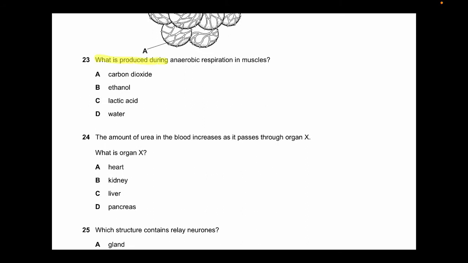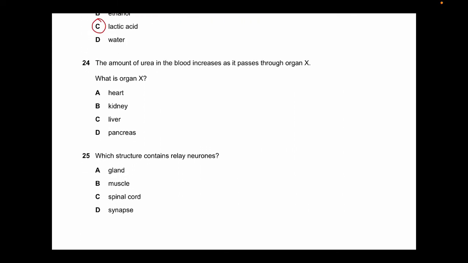What is produced during anaerobic respiration in muscle? Anaerobic respiration in muscle produces lactic acid from glucose. So option C is correct.